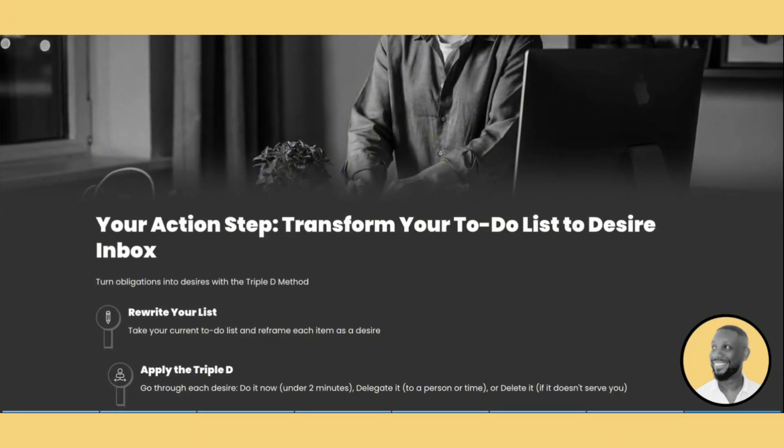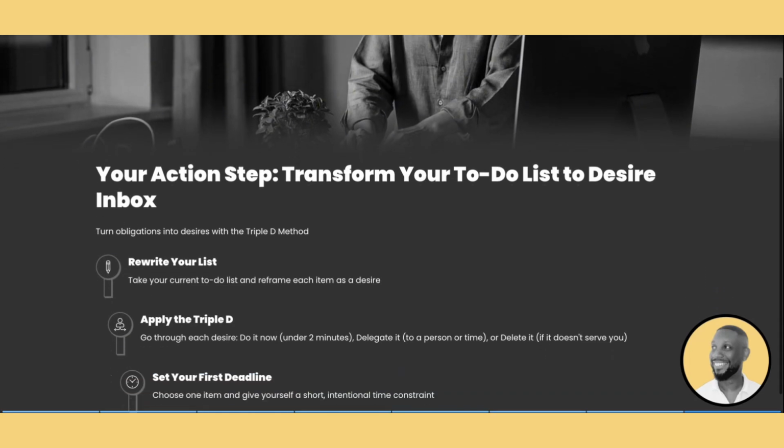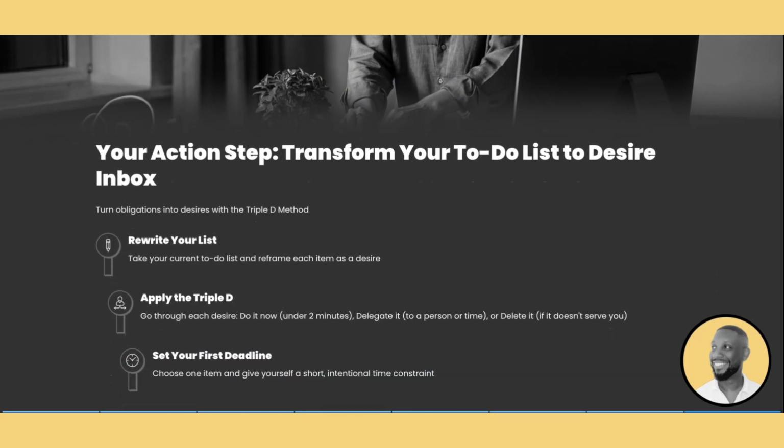What I want you to do for your action step is to transform your to-do list into a desire inbox now, whichever one you're using as a to-do list. Maybe you've got it on a post-it, in a journal, or on paper, wherever. Now it's called a desire inbox, right? Wherever that is, you're going to write down your list. If you haven't got one, just write down a list and reframe it as a desire, and apply the triple D to just a few. Maybe you could just find one thing and post about that one thing.